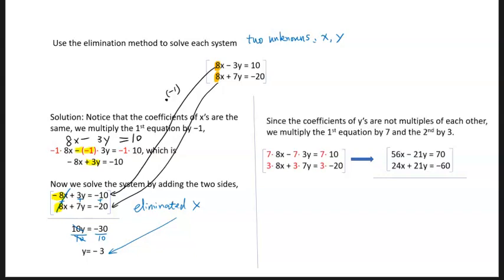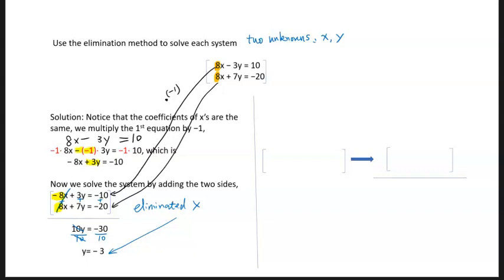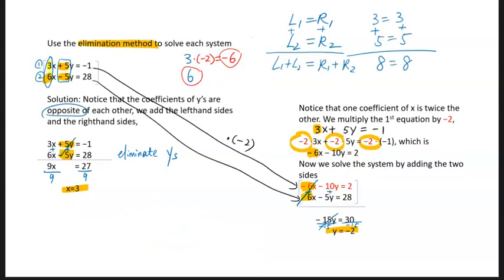So let's take a look at the numbers in front of y's. Notice that first of all, they're not opposite of each other. Secondly, 3 doesn't go into 7. Like in the previous example, the numbers in front of y were opposite of each other, so we could just add them directly without doing anything. And the numbers in front of x were not opposite of each other, but since 3 goes into 6, I was able to multiply by -2.